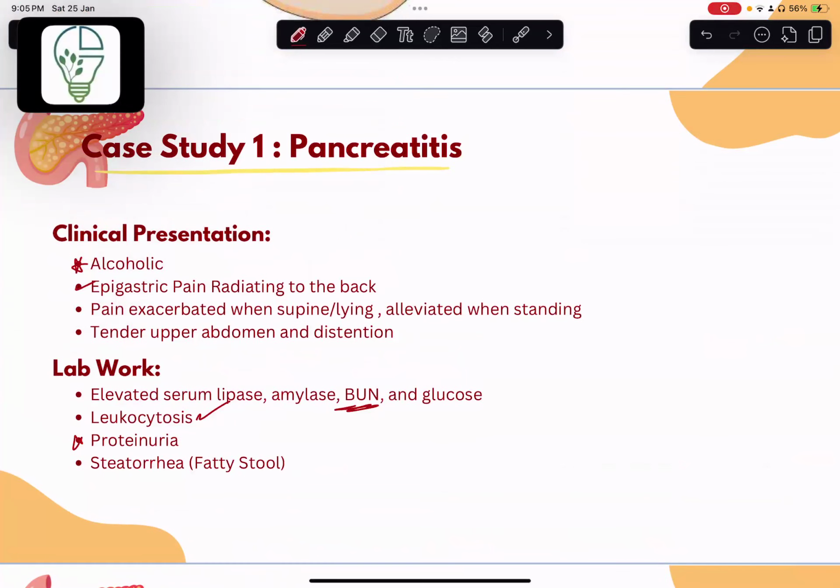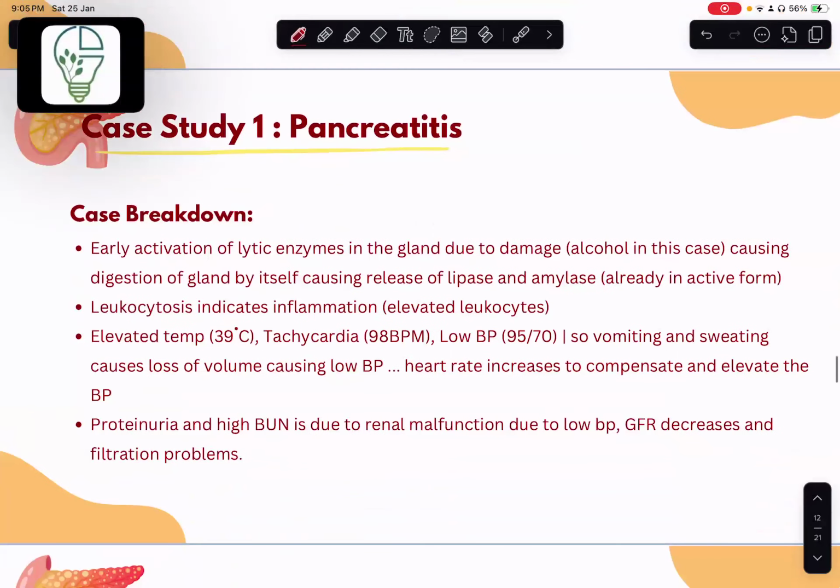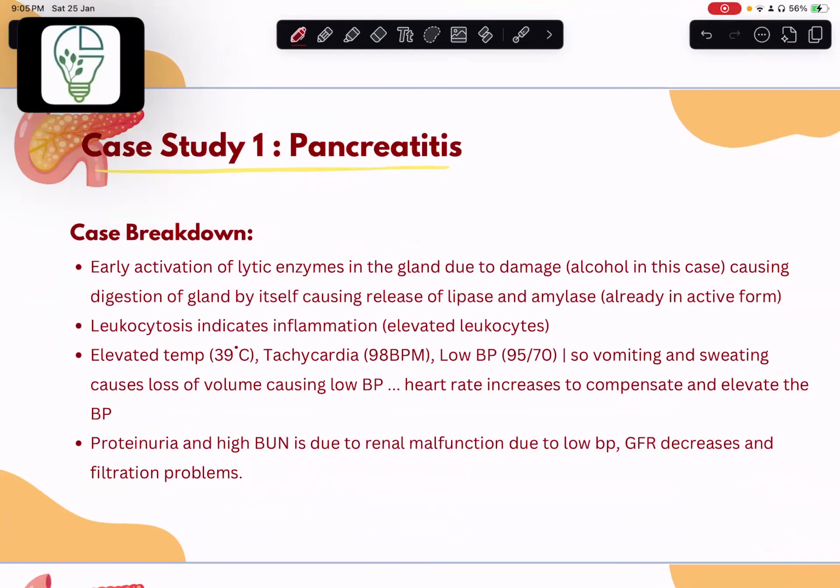I'm sorry, one thing we forgot to discuss is the patient's vitals. He showed an elevated temperature of 39 degrees Celsius. He showed tachycardia of 98 beats per minute. His respiratory rate was 17, and he showed blood pressure of 95/70. Starting with the temperature, it's a sign of inflammation, of course, chronic or even acute. Temperature and heat is one of the main points of inflammation.